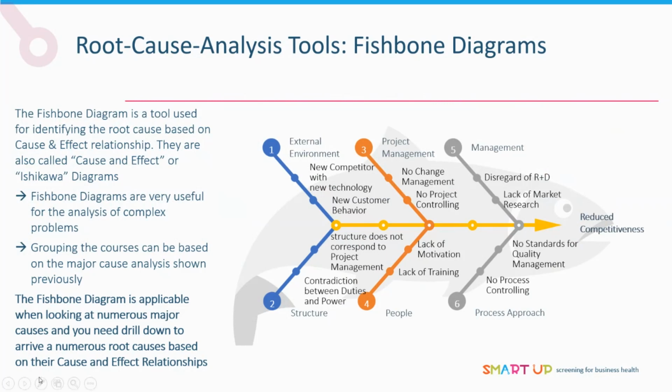I want you to have a look at what is explained here. The fishbone diagram is a pictorial representation of cause and effect relationship. They're also called Ishikawa diagrams. Here, there is a complex problem: the company feels that it has become less competitive in the market. Now they want to identify why. They start with all the possible causes. External environment, that is the factors outside the company: more new competitors, new technology, new customer preference.